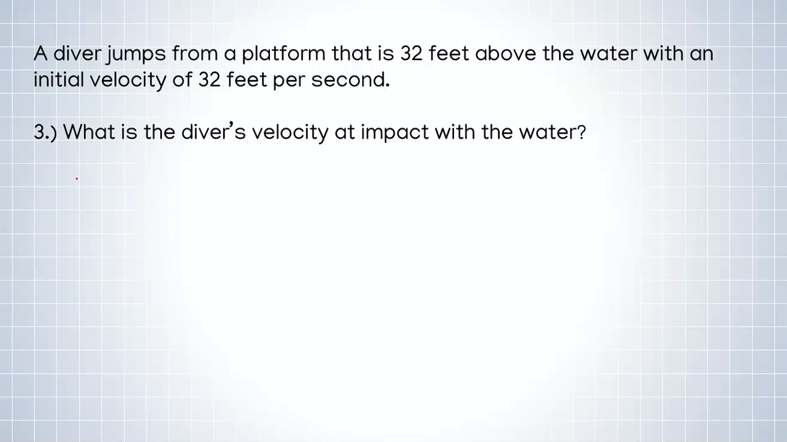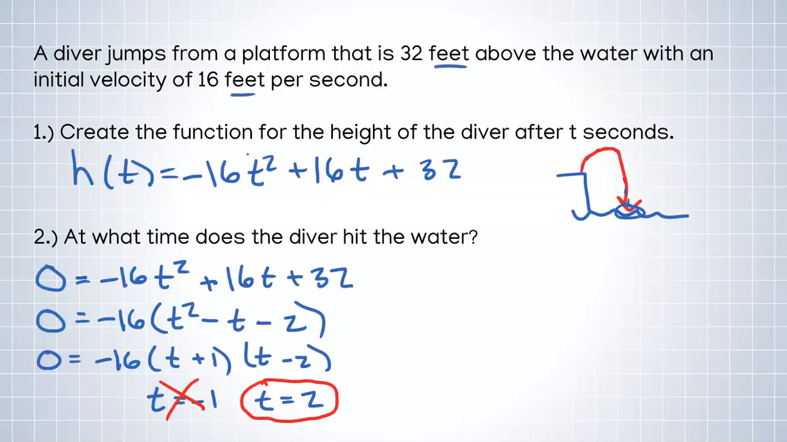All right, now we already know the time to hit the water is 2 seconds. All we have to do is plug that into the velocity formula. Well, what's the velocity formula? Well, the derivative of the height formula. So if we go all the way back to our height formula, this 2 is going to fall down in front, make that a -32t plus 16, because our new power on this t would become a 0.